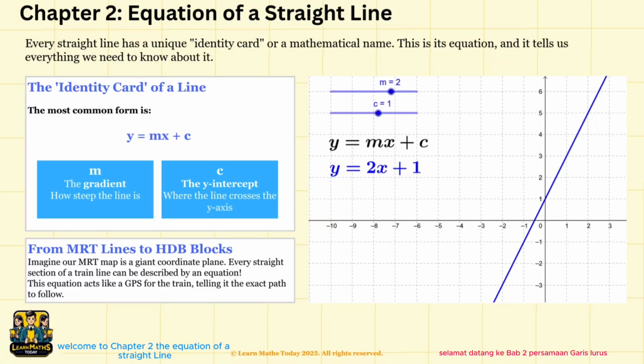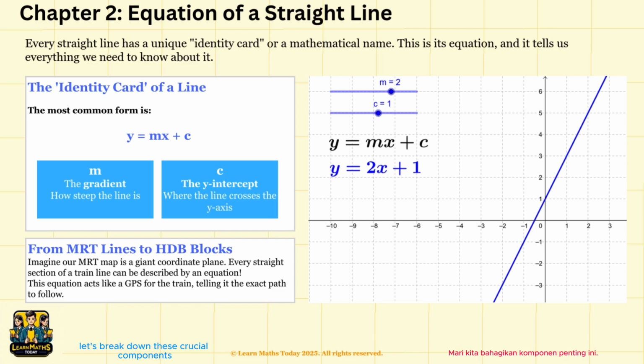Welcome to Chapter 2, the equation of a straight line. This is where things get really powerful, because we're going to learn how to give every straight line its very own identity card, a mathematical name that tells us everything we need to know about it. This name is its equation. The most common and useful form for the equation of a straight line is y = mx + c.